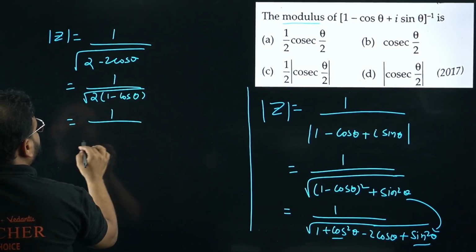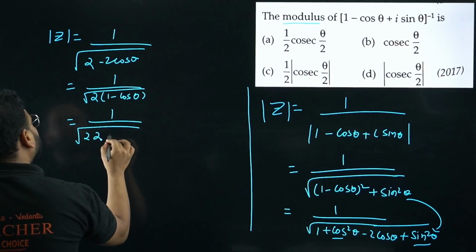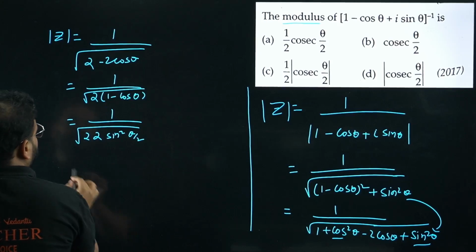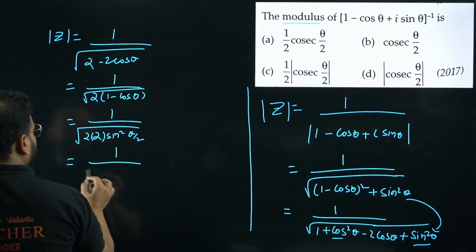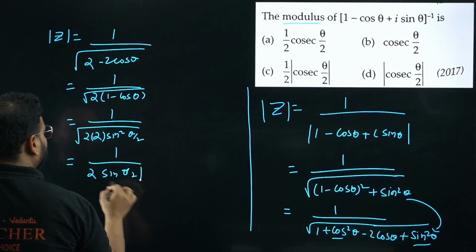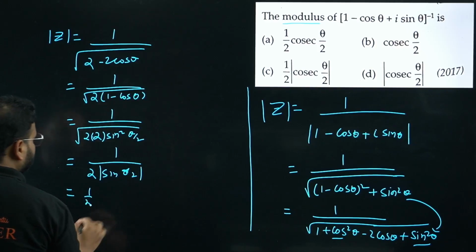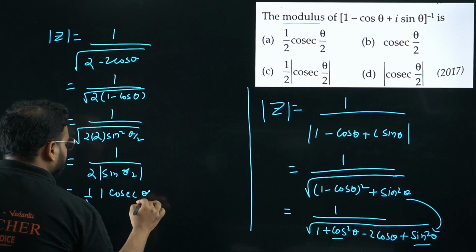This is a formula for this, right? Root 2 is as it is. 1 minus cos will become 2 sin square theta by 2. Correct? What do I get for this? 1 upon 2 into 2, it will become 4. Root will be simply 2, so I get 2 sin theta by 2. I want only positive value, modulus is there. So I have 1 by 2 mod of cosec theta by 2.